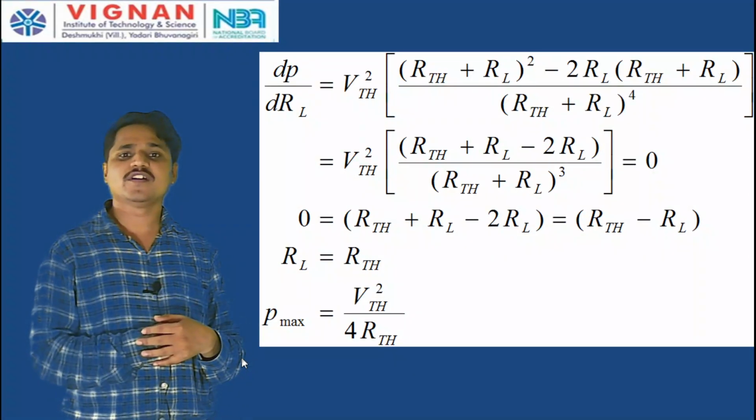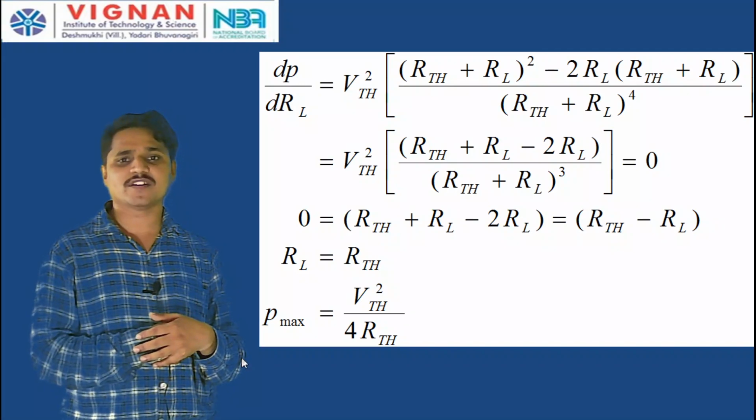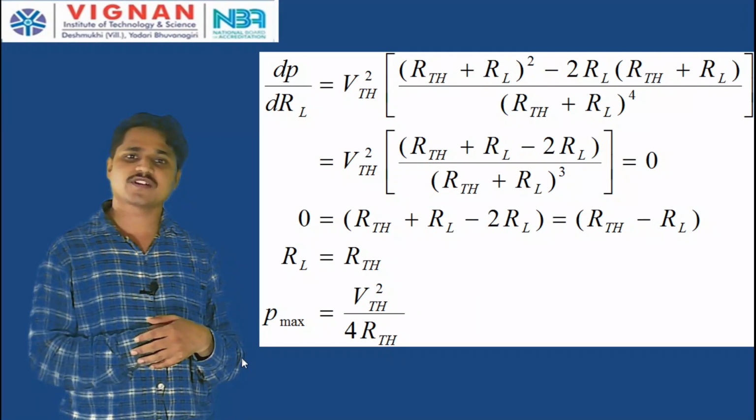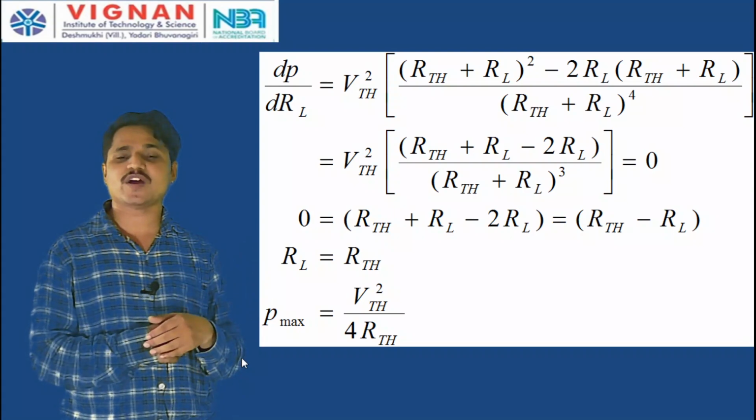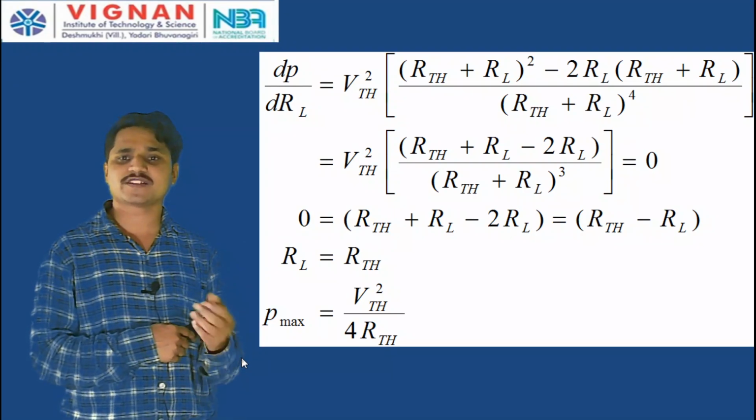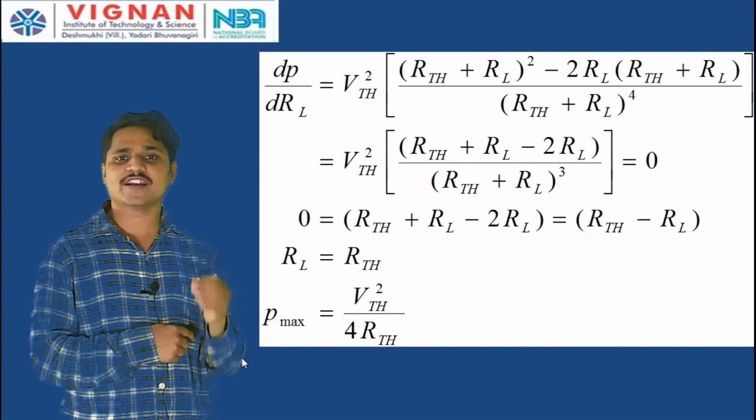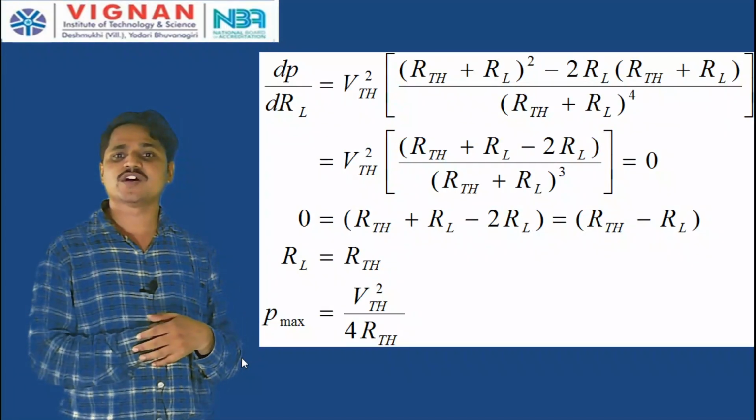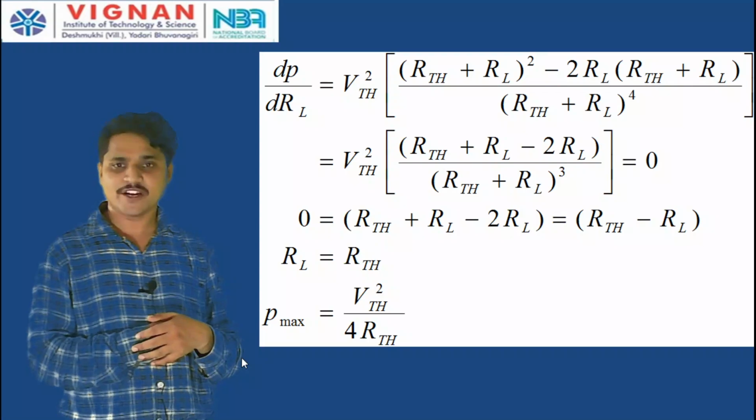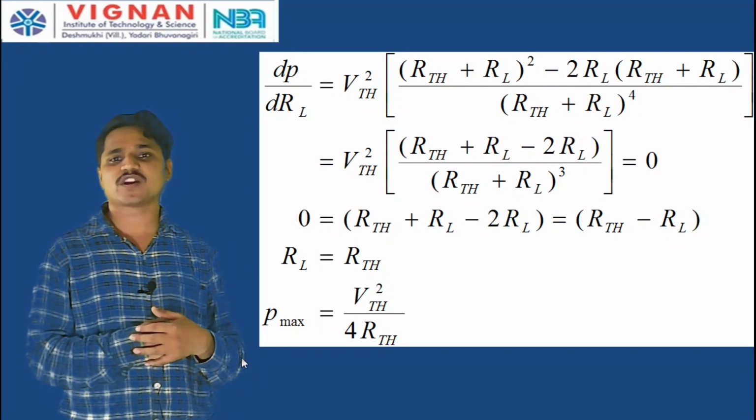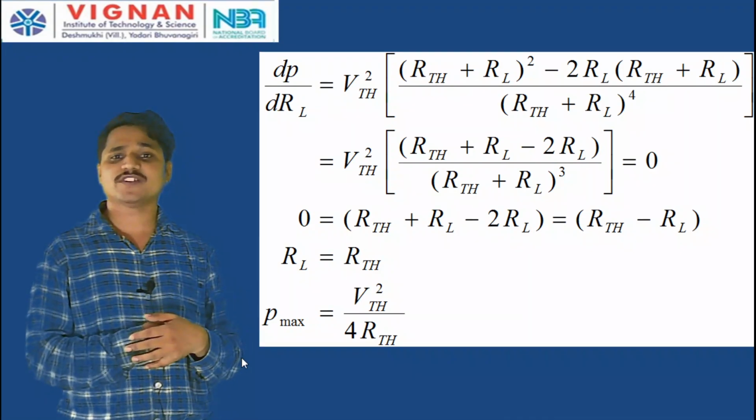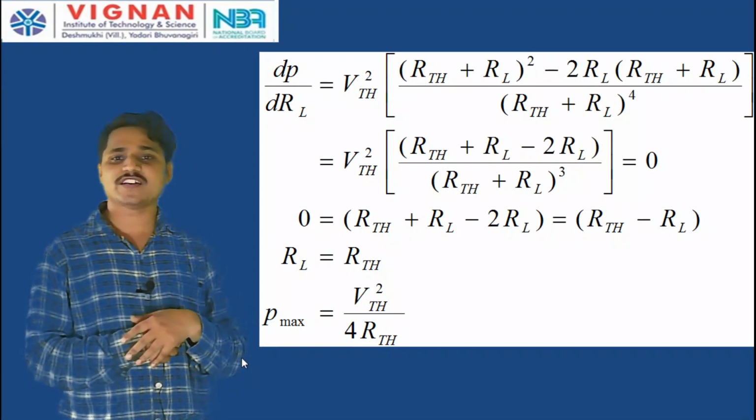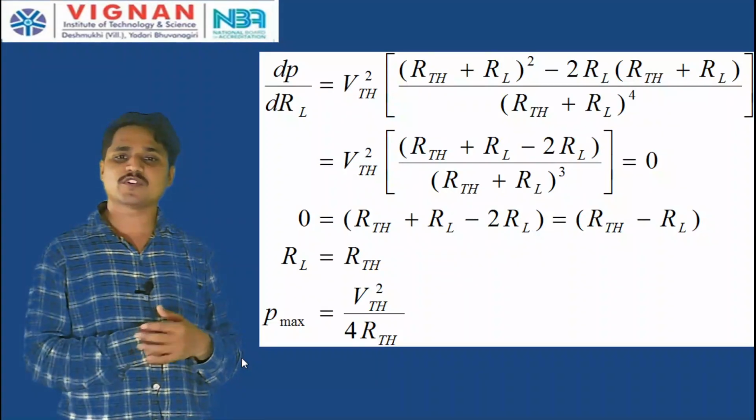So, what is V? V is RL. The derivative d by dRL of RL is 1. So, (R Thevenin plus RL) whole square minus, now U into V dash is over. Now, V into U dash: what is V? RL. So, RL into 2 into (R Thevenin plus RL) into the derivative of R Thevenin plus RL, which is 1, divided by (R Thevenin plus RL) whole square squared, that is (R Thevenin plus RL) to the power of 4.